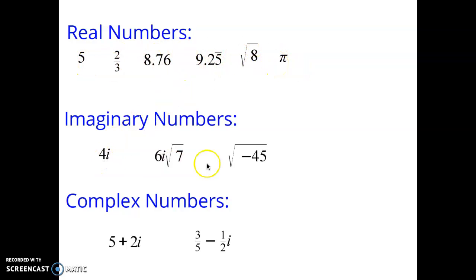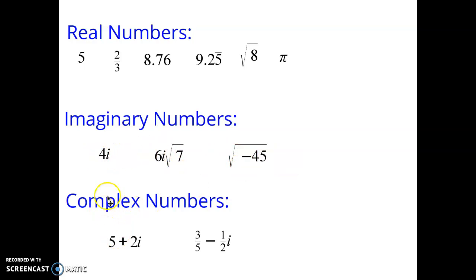Last year in Algebra 2 is the first time you ran into imaginary numbers. So imaginary numbers have an i in them, right? So this one's got an i, this one's got an i. This one, well, it doesn't have an i. Why is it there? Well, if we simplified it, that square root of a negative would become an i. So all of these are examples of imaginary numbers.